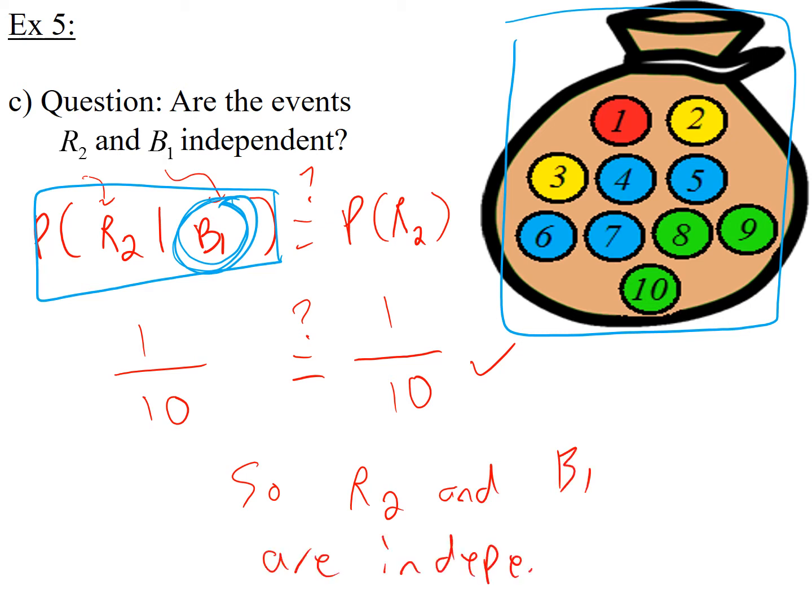Some of that might have been so easy that it's confusing, and again, I get that. But you'll see how it changes completely when we get to example 6. All right, let's look at that now.